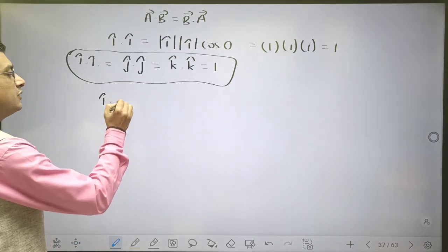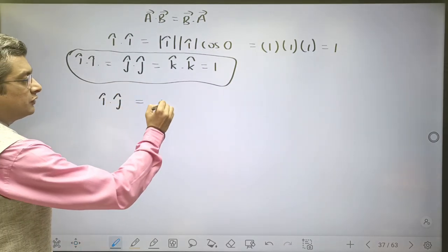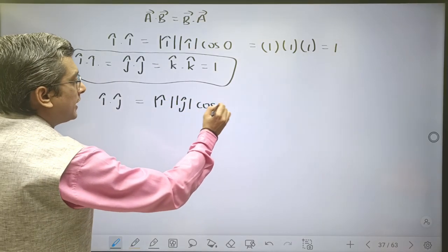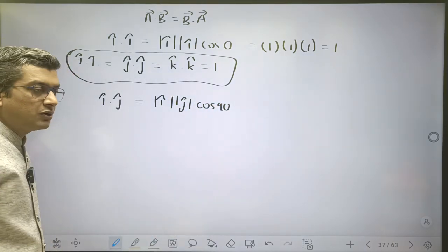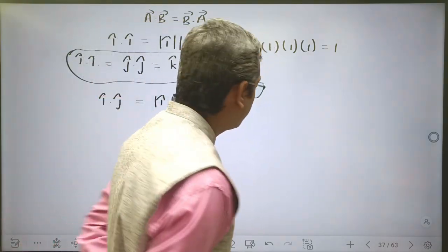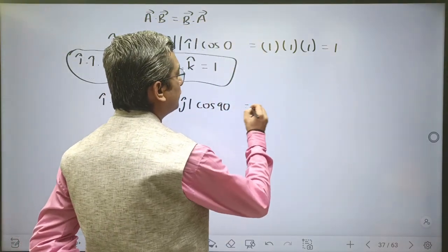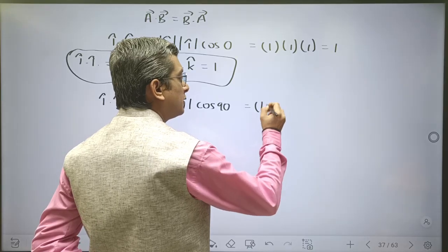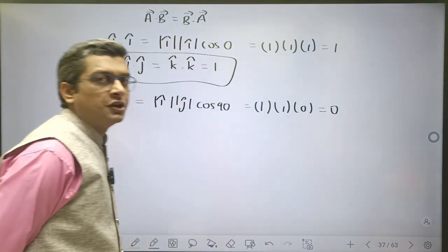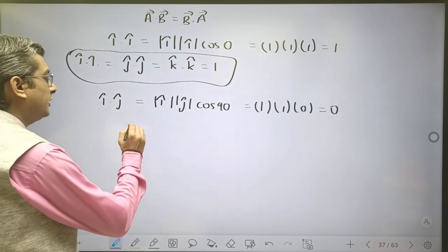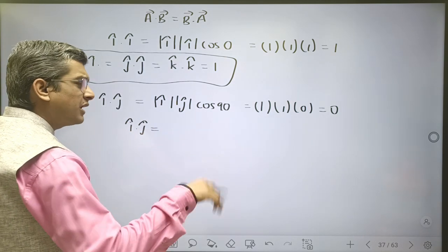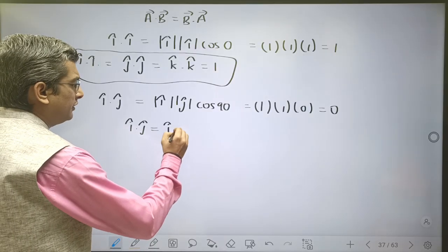Now if I write i dot j, this will be the magnitude of the first vector, the magnitude of the second vector, and the angle between the two is 90, because one is pointing along the x-axis and the second along the y-axis. So this will be 1 multiplied by 1 multiplied by cos 90, which is 0, so it is equal to 0. This is the special result we get: whenever a unit vector is multiplied by another unit vector, the product is 0.